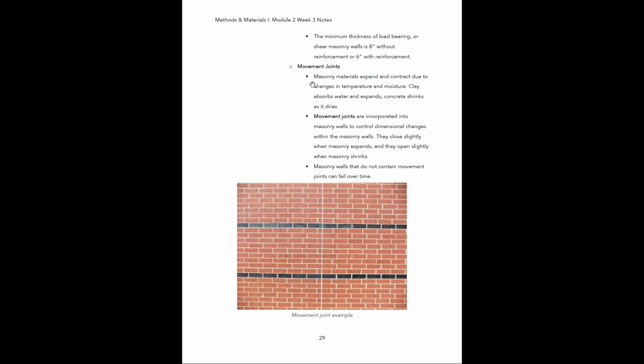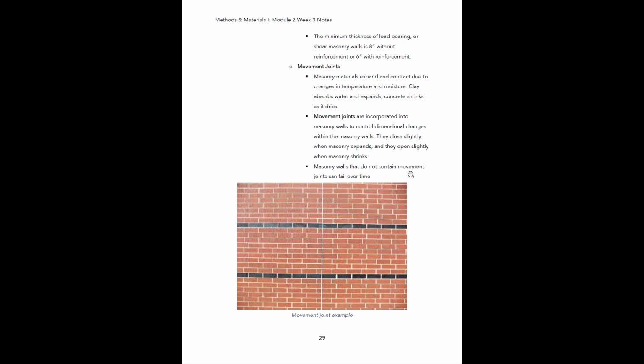And what these do is they allow the materials of the masonry wall to expand and contract due to changes in temperature and moisture. So for example, clay will absorb water and it will expand, and concrete, as it cures, is going to naturally shrink, okay? Movement joints are incorporated into masonry walls to control dimensional changes within the walls. They close slightly when masonry expands, and they open slightly when masonry shrinks.